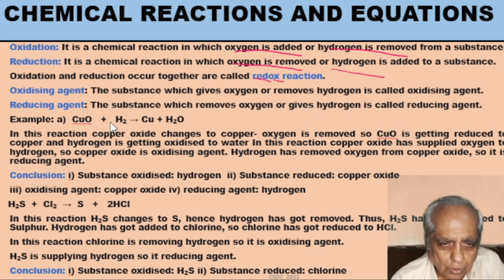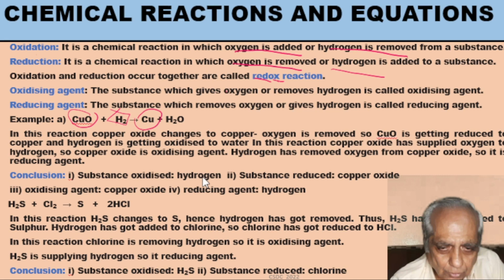Copper oxide: hydrogen is passed over heated copper oxide. So what will happen? The oxygen goes with hydrogen, and we will form copper. So copper oxide has formed copper. What has happened to copper oxide? It has lost oxygen, and losing oxygen is reduction. So copper oxide has got reduced to copper, and hydrogen has taken this oxygen. The gain of oxygen by hydrogen means it has got oxidized. So hydrogen oxidizes, copper oxide reduces.